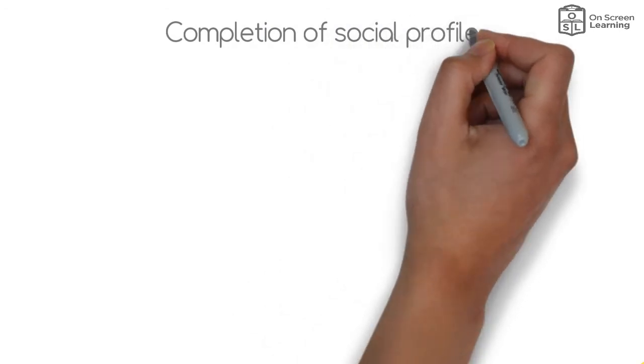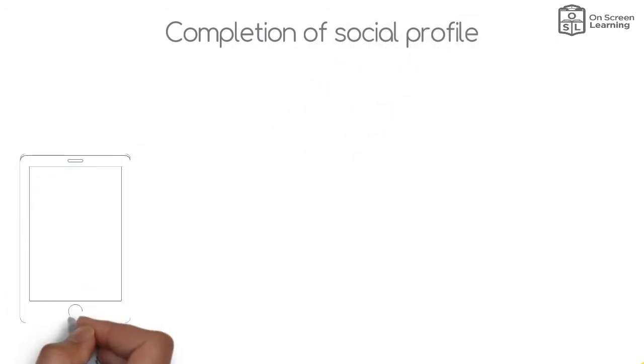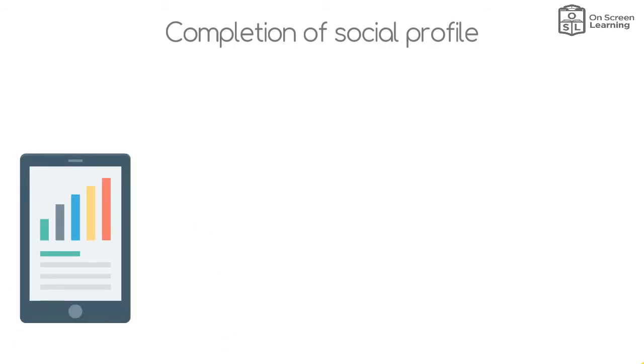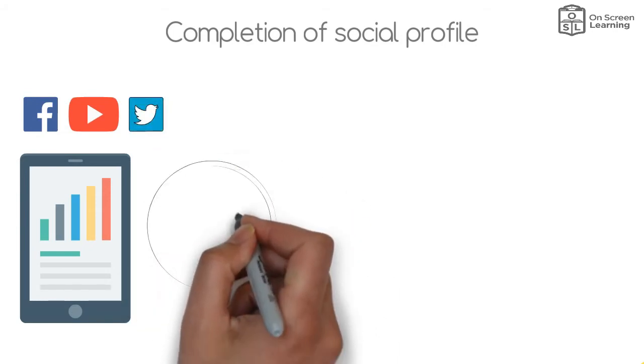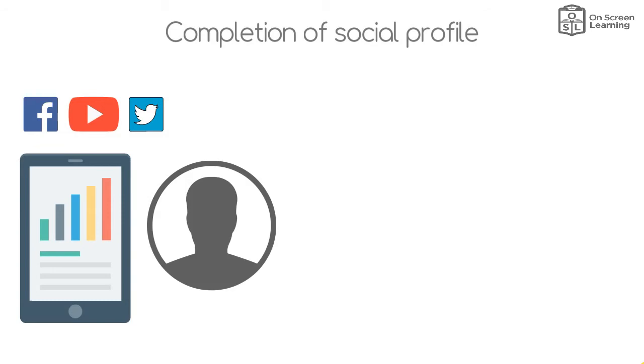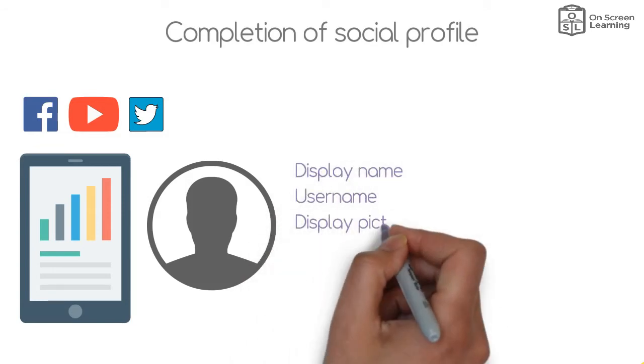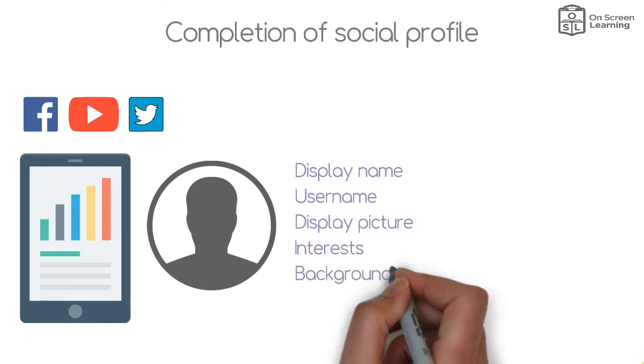Setting up a digital profile by using social media. Completion of social profile. Social media provides a large number of channels. Firstly, select the site, for instance Facebook, YouTube, Twitter, where you want to create the profile, then provide them with contact details: all the elements like display name, username, display picture, interests, and background image.